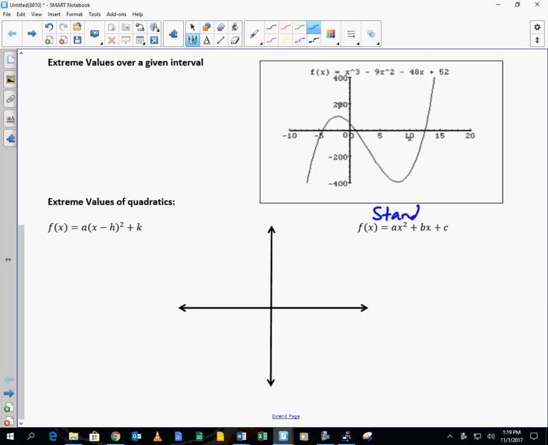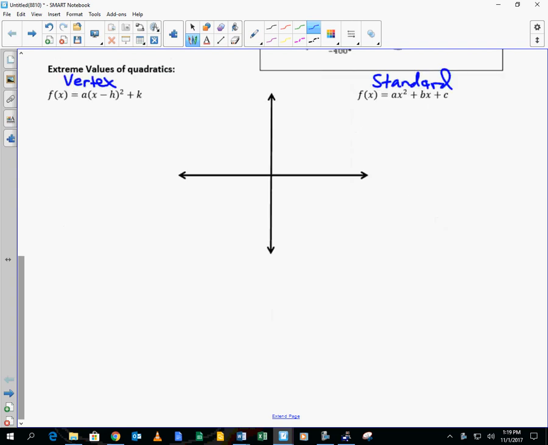Okay, yesterday we talked about parabolas that are in standard form. Today we talk about parabolas that are in vertex form. And again, we specifically want to look at the extreme values of these. When you graph a parabola that's in vertex form, it's called vertex form because this is the vertex, and we can tell the location of the vertex.